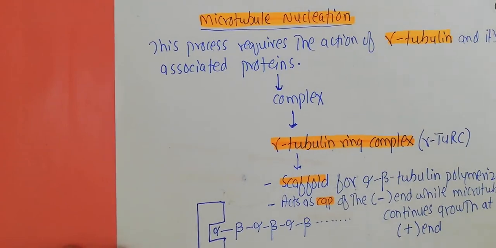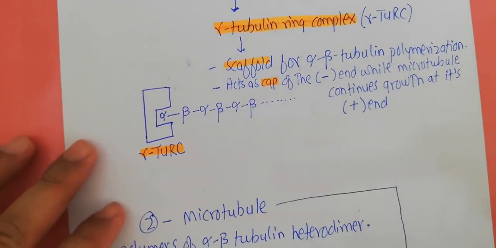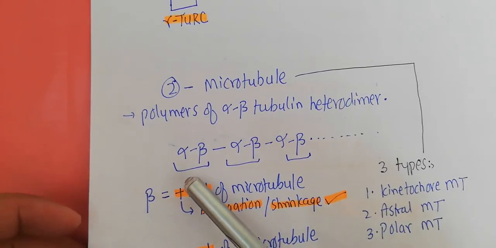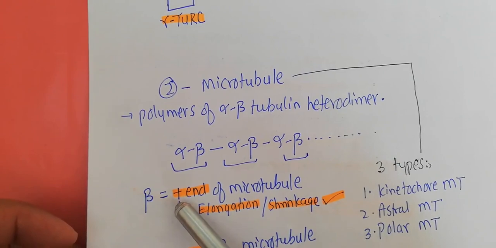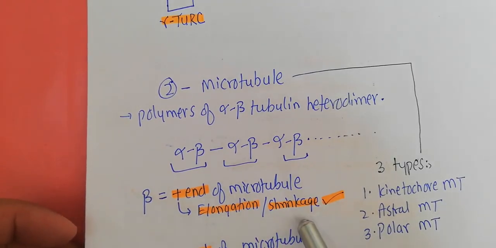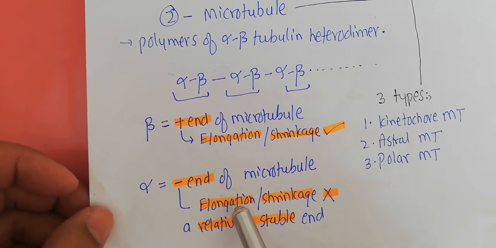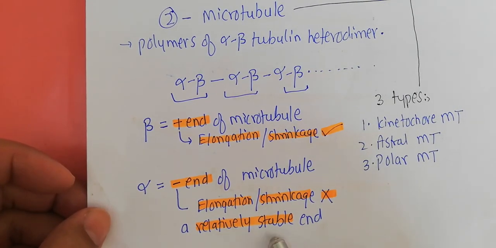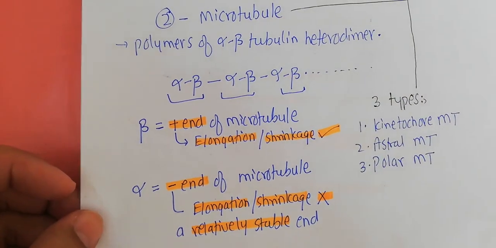Then I told you about the microtubule nucleation process in detail, how that is going to happen, and then we discussed in detail the microtubules. I've told you they are actually polymers of the heterodimer of alpha and beta tubulins. You have got a plus end of the microtubule, which is responsible for elongation and shrinkage, and then you have got a minus end, which does not have any role in the elongation or shrinkage phenomena, but provides a relatively stable end for this polymeric structure. And these microtubules are of three types: the kinetochore one, the astral one, and the polar one.